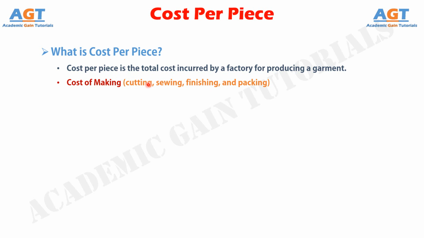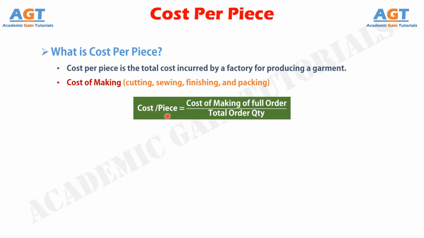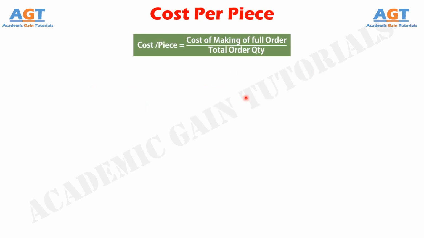The cost per piece for an order is calculated using this formula. This can be formulated as cost per piece equals to cost of making a full order divided by total order quantity. Don't worry, these terms will be clear as we dive deep into the explanation. A prime factor of discussion in case of this calculation is the garment cost components. To calculate the total cost incurred in an order and then calculating cost per piece, you need to know cost components. In this video, we will show the activity-based costing, or ABC, method for calculating cost per garment.